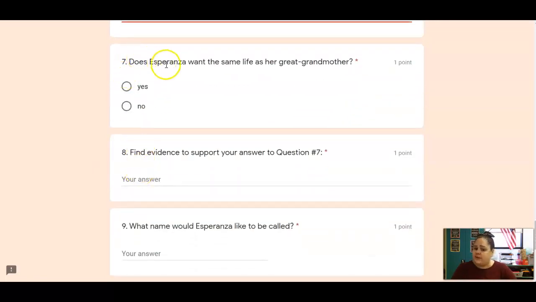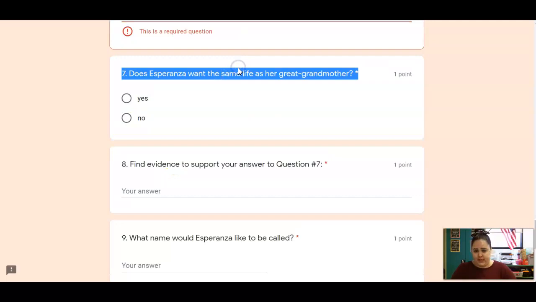Does Esperanza want the same life as her grandma? Yes or no? And then find evidence to support this. So you're telling me, what did she say that told you that she wanted the same life? Or what did she say that told you that she didn't want the same life?